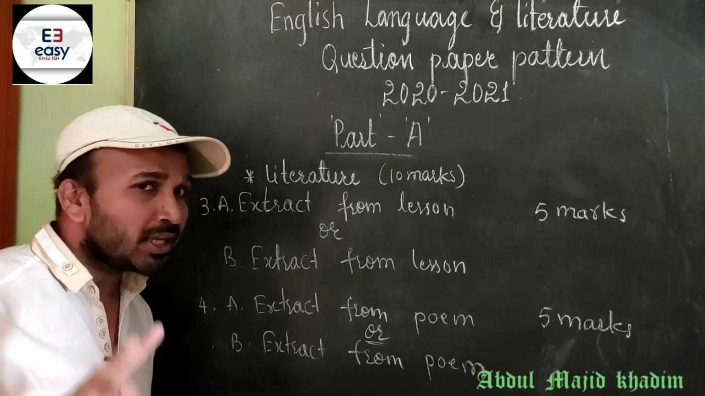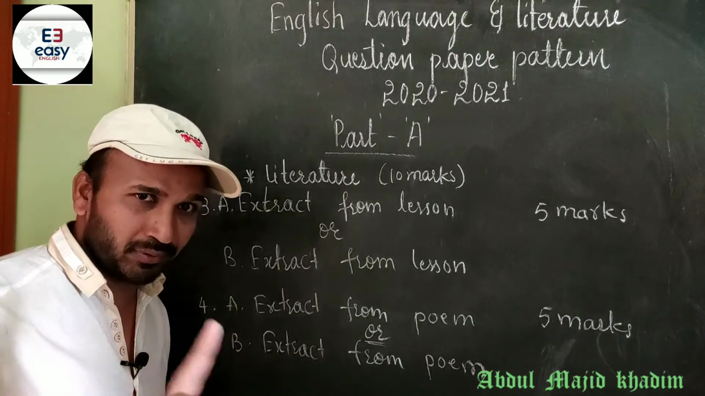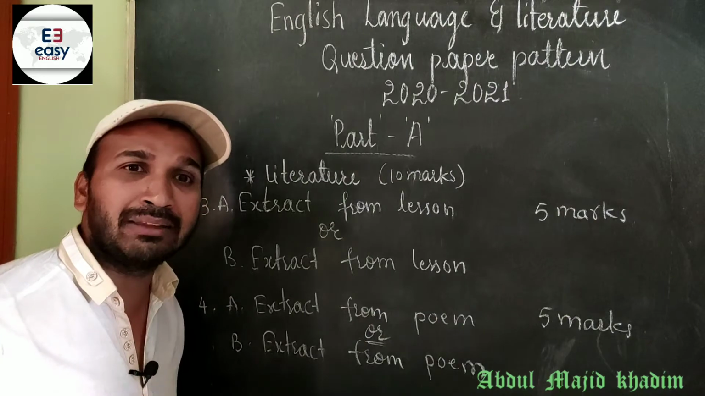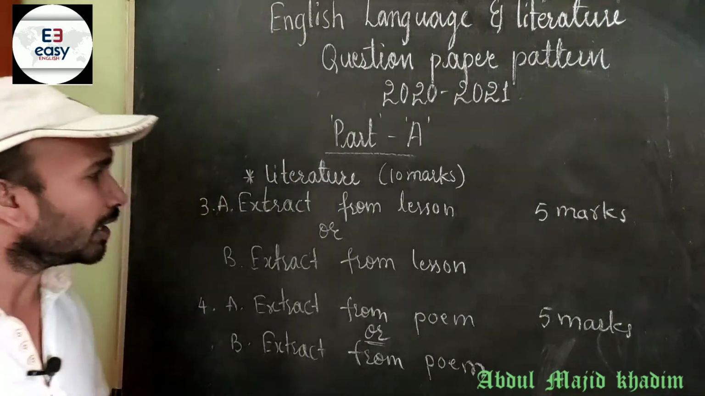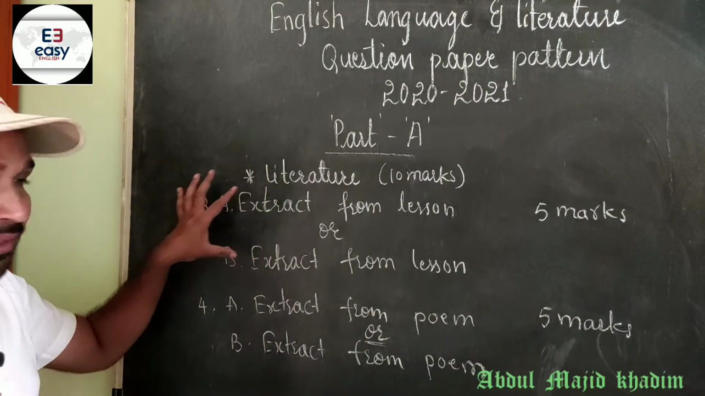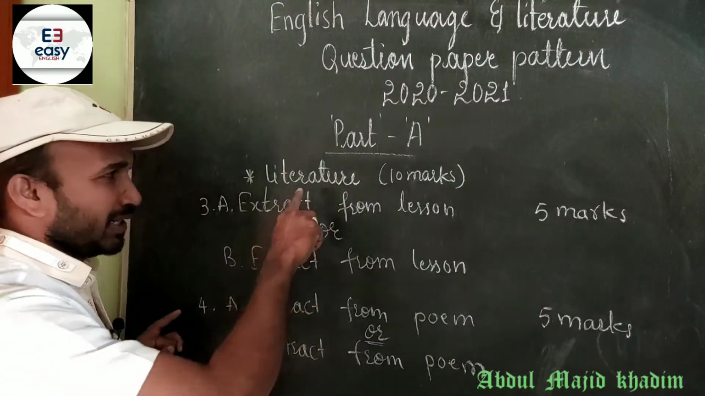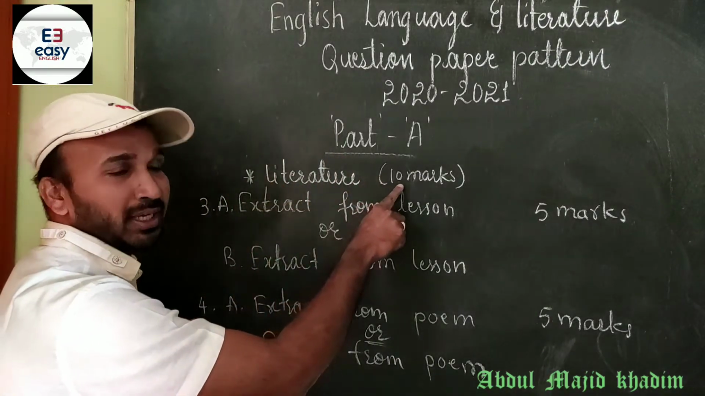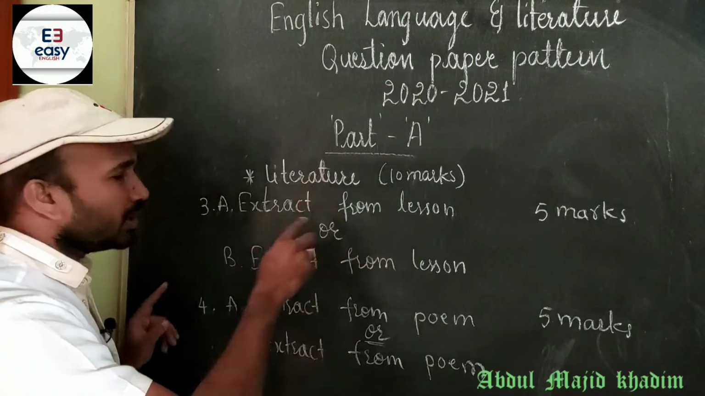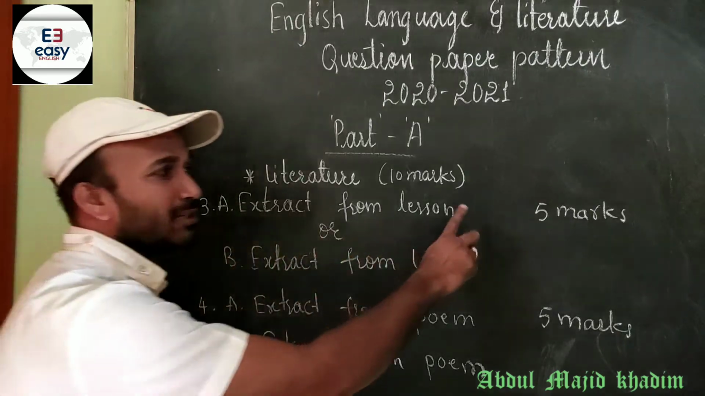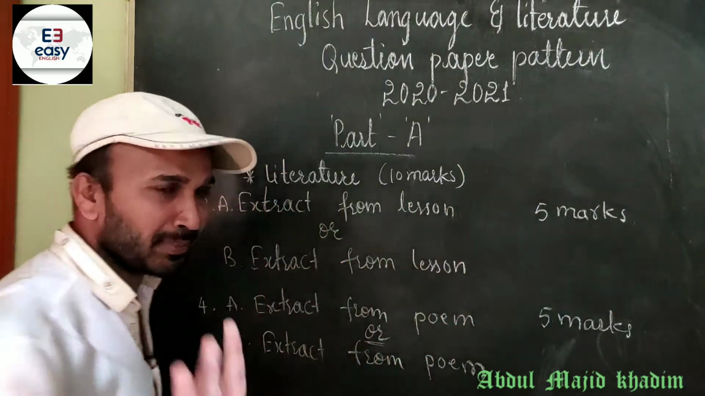This is an objective type of question, so don't select two options for one answer, select only one. If you select two, you will not be given any mark. What we have come to know is that the literature part in the reading section carries 10 marks. Two extracts will be given, and from these two extracts you have to select only one and you will get 5 marks.